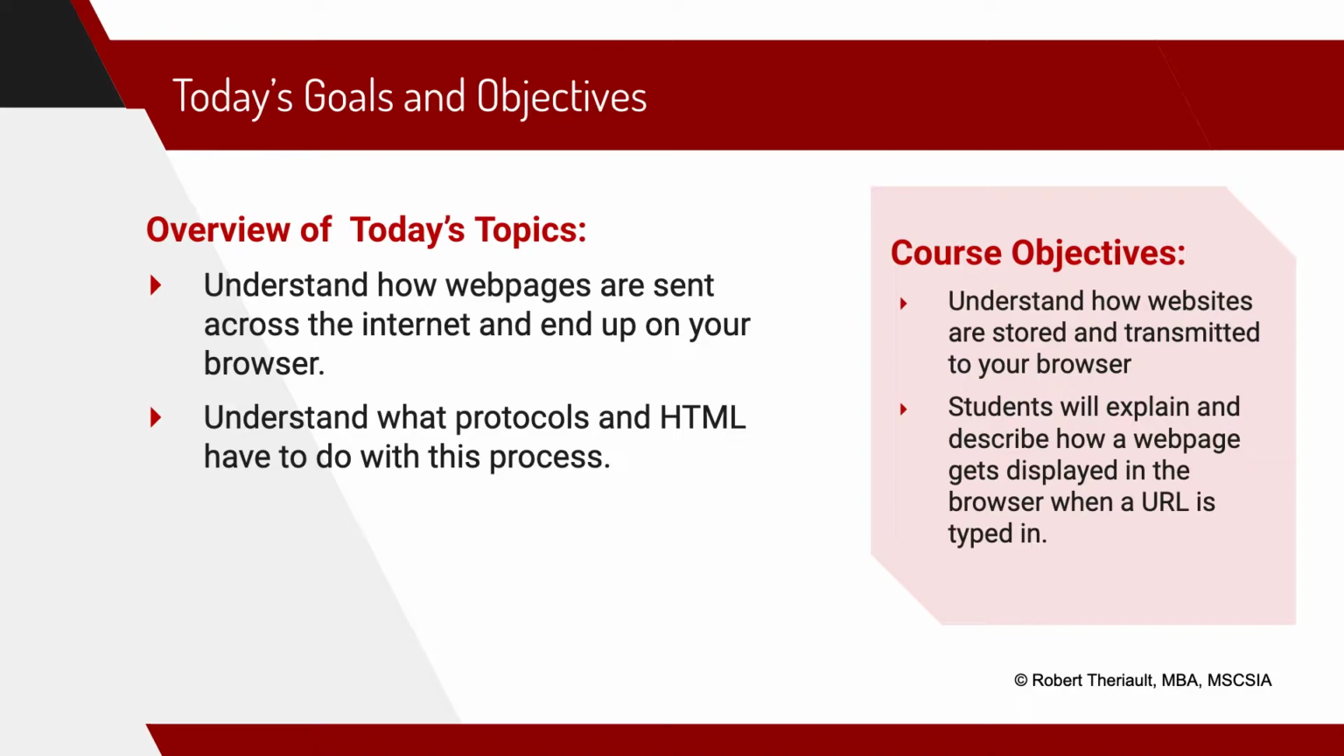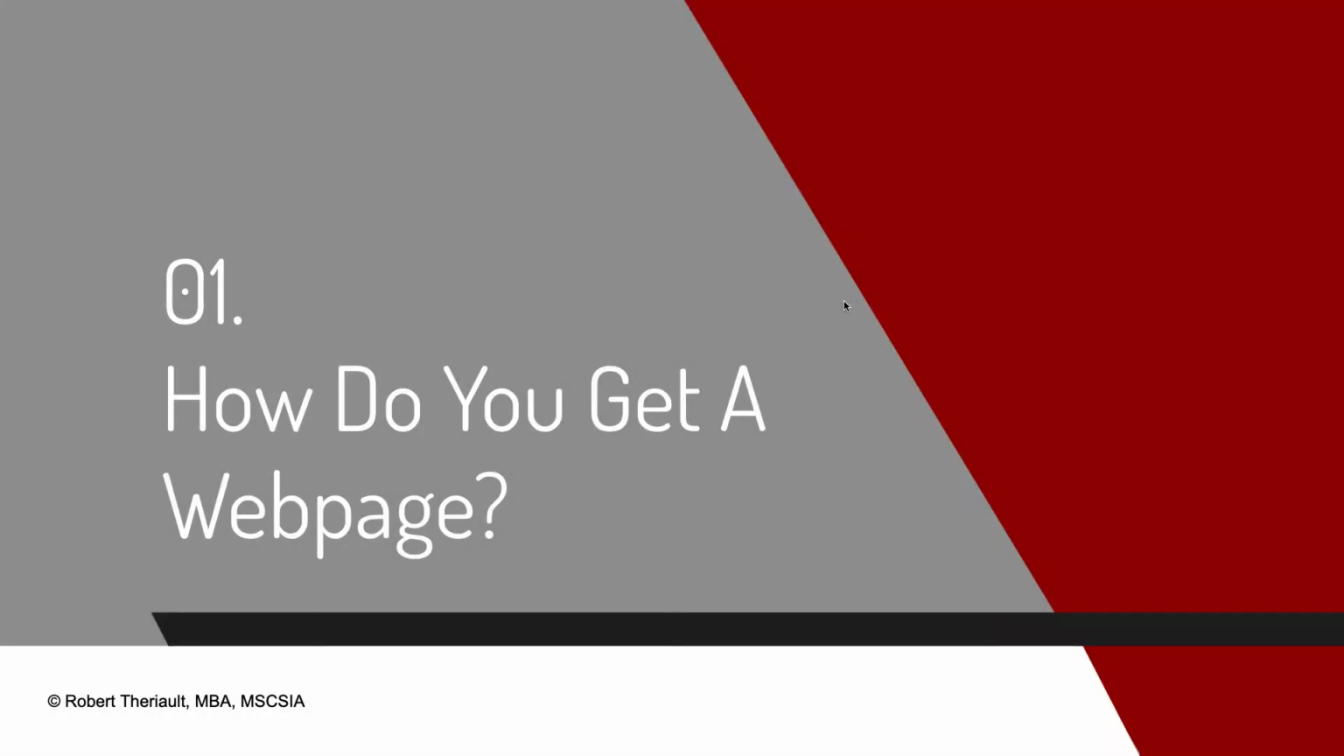Because as we're going to build this, we're going to build our own web pages, so you need to understand how this works. At the end of this, you'll be able to explain and describe how a web page gets displayed in the browser when you type in a URL. So that's our success criteria. You'll be able to understand and explain what happens when you go to a URL and then all of a sudden the web page shows up on your screen.